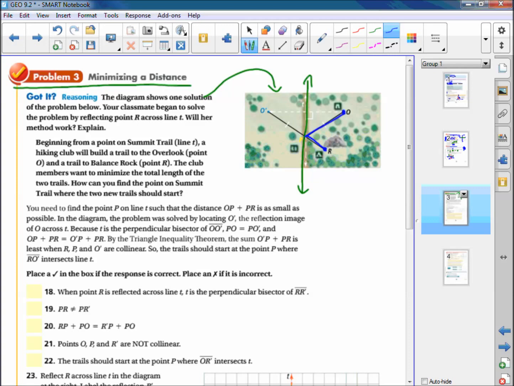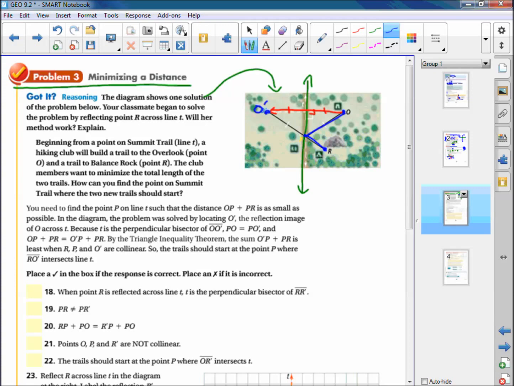All right, so they could put P anywhere on line T. But this is going to be the best place, and let's see why. So the way that they showed it was first they reflect O across T. Okay, so that's going to form a perpendicular bisector with these links the same. And when they're done, they have O prime over here.